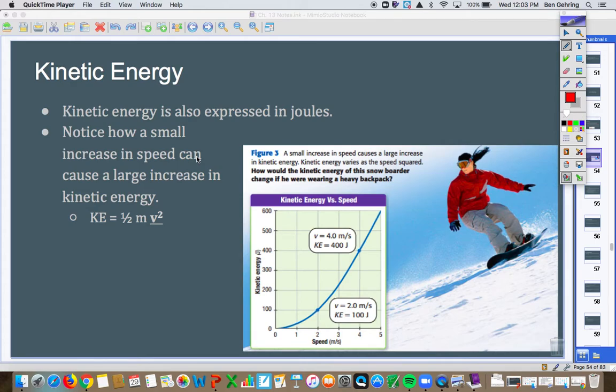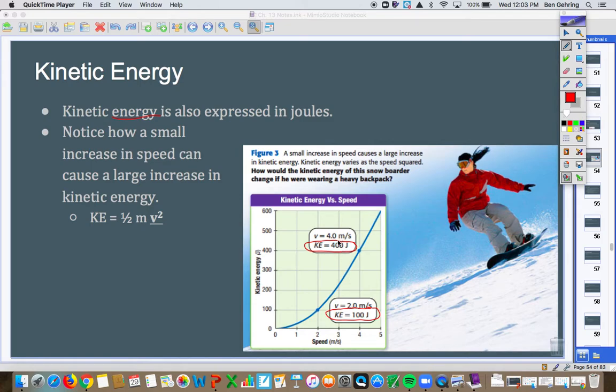Okay, so because we're talking energy still, we're still expressed in joules. But notice how a small speed increase can cause a large increase in kinetic energy. For example, I have kinetic energy on the left, I have speed on the right. This individual has a mass that stays constant. So in this case, if I have a velocity or speed of 2 meters per second, this person has a kinetic energy of 100 joules. Okay. When they double that speed, they get up to 4 meters per second. Look at their kinetic energy is now up to 400 joules.